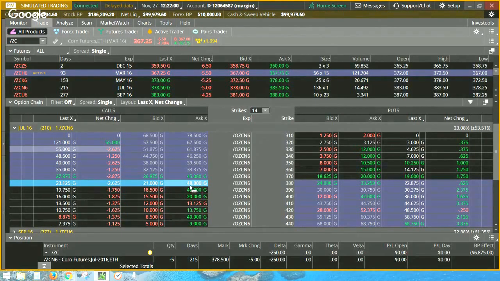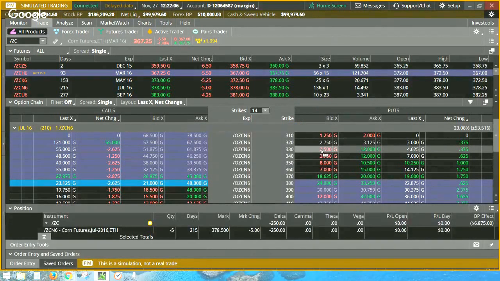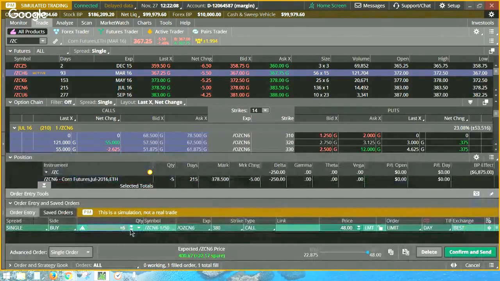So we're going to go here to that 380 call, and we are going to buy. We're going to buy 5 of these, and we're going to do a limit price of 48 cents. Man, those are spendy. 48 cents for one of those calls. That's why people hate buying calls, because they're expensive to open up, and then as they get closer to when those call options become active, they tend to lose value very, very fast.